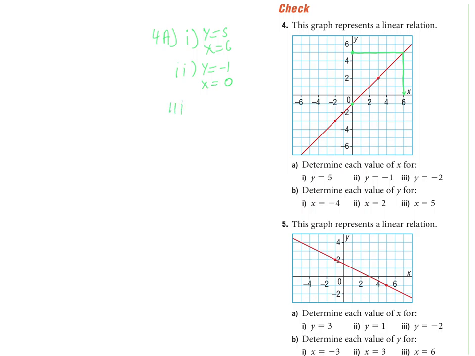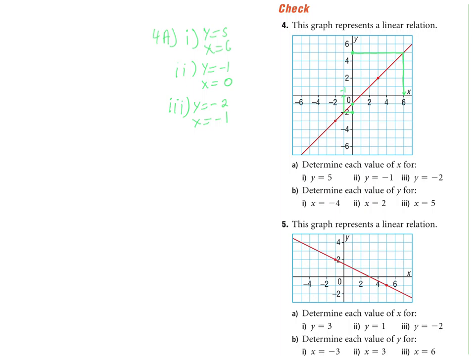Then for number 3, y equals negative 2. So in this case here, y is negative 2. I would need to travel over this way until I reach the line and then back up to my x-axis right here, which is the point where this would be negative 1. So when y equals negative 2, x equals negative 1. So there's 4a done for us.